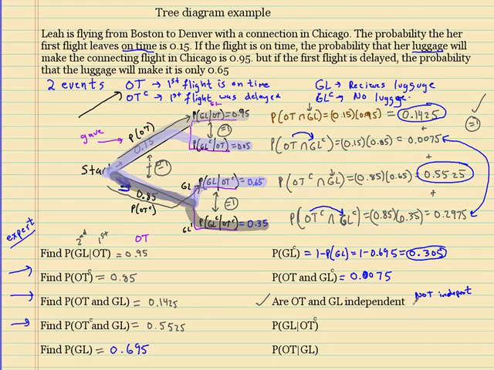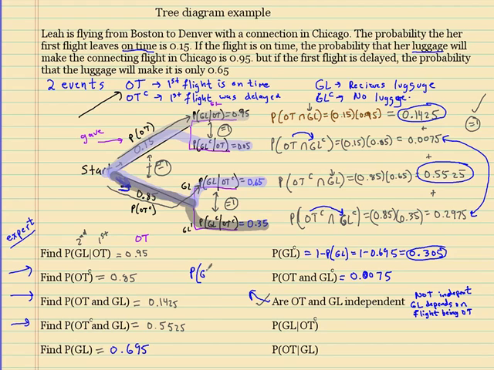The reason why is because getting luggage depends on the flight being on time. Does that make sense? You have a better chance of getting your luggage if the flight's on time. What's the probability you get your luggage given it's on time? That's 95%. So what you want to do is use the formula.